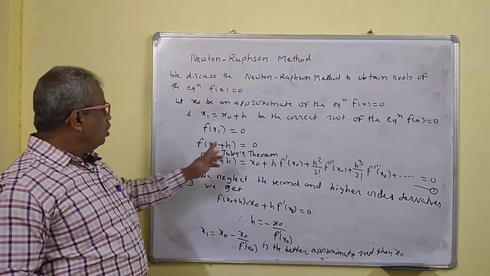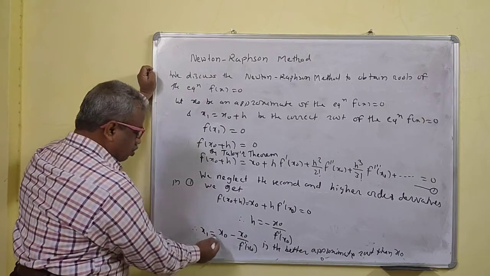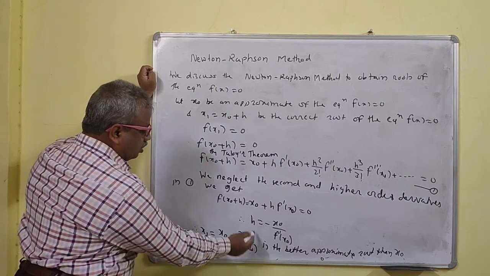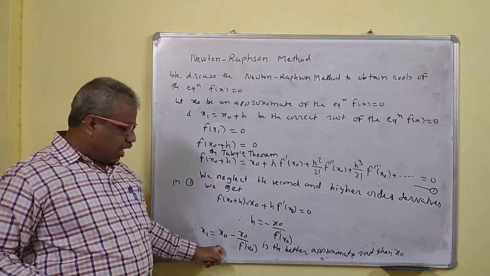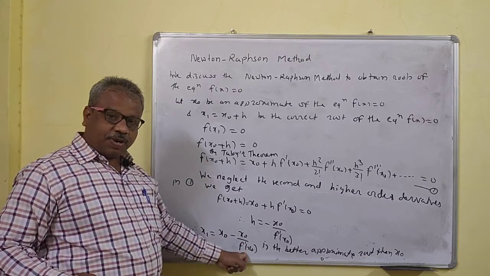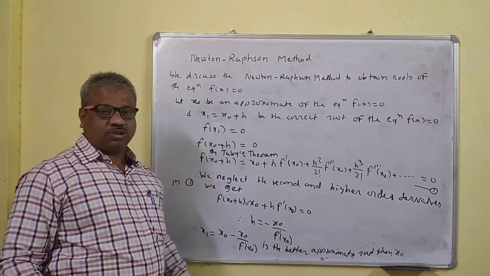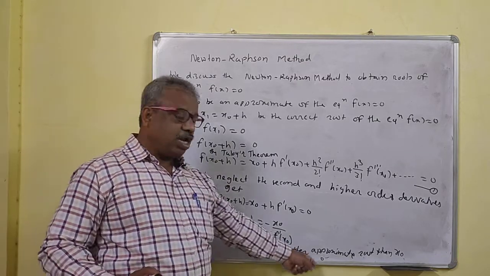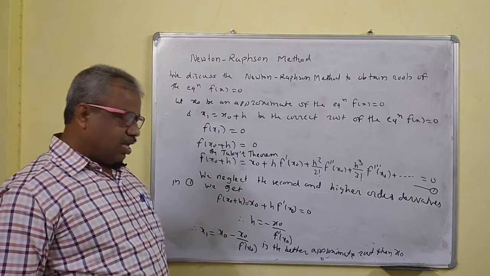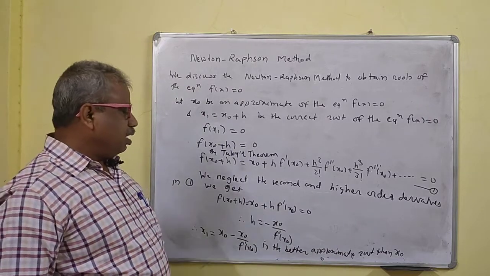So we got this h, and x1 is x0 plus h. So x1 = x0 - f(x0)/f'(x0) is a better solution. It is also approximate, not an exact solution, but it will be a better approximate root than x0.